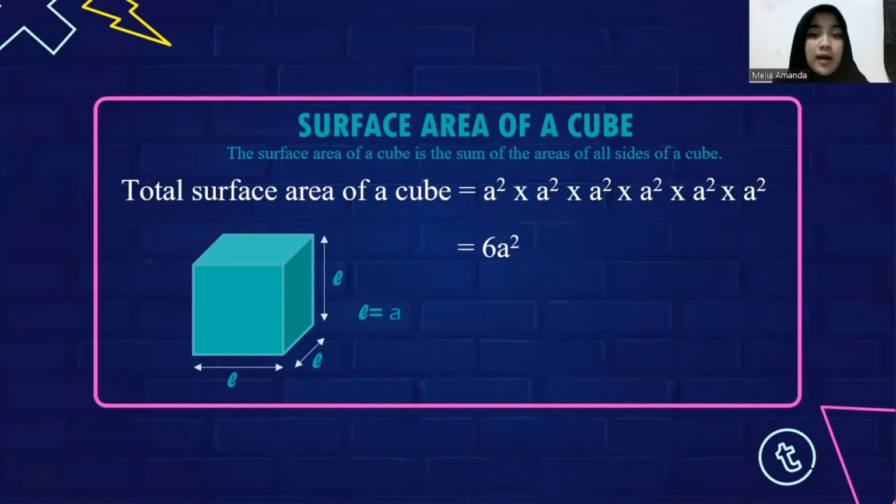Look at this cube. It is easy to see that the cube has 6 sides and each side is a square. Now to derive the formula of the surface area of a cube, let the length of one side be a. Since there are 6 sides, the total surface area is a square plus a square plus a square plus a square plus a square plus a square, which is equal to 6a squared.